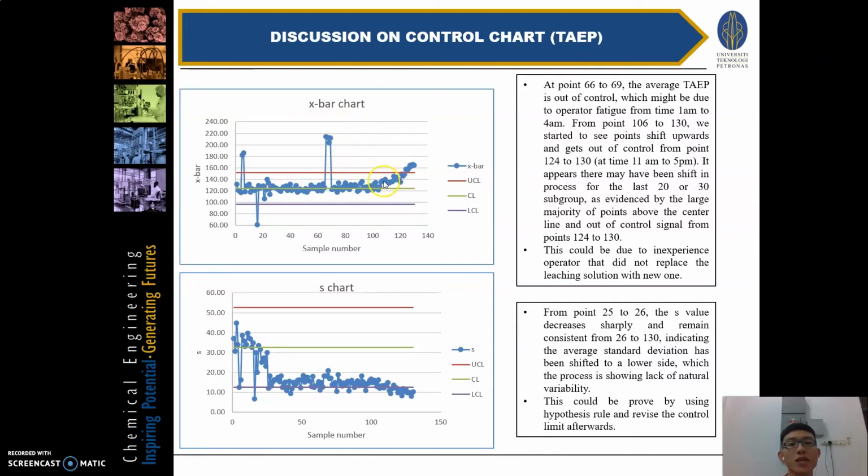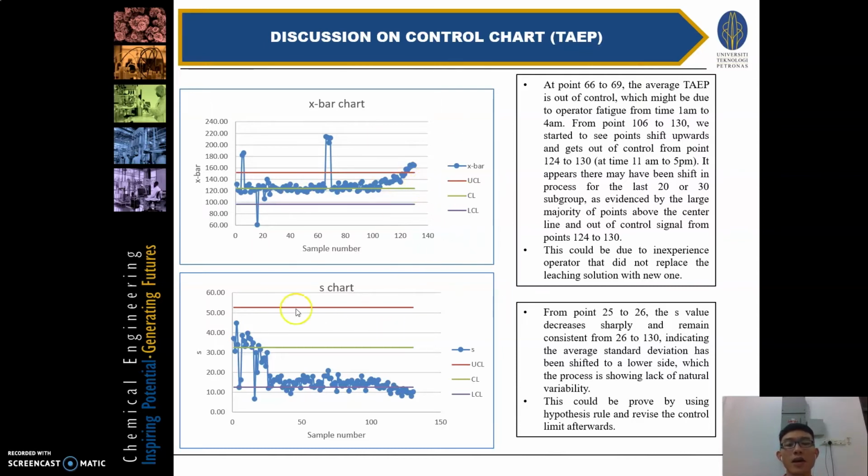And after this, we can see that from 0.124 to 130 there's an out of control signal over here, and this might be due to the leaching solution that is not being replaced with a new one, because as we know the leaching solution initially is used to extract protein from the glove, but after a long time that it has been used, the concentration will be reduced and as well as the effectiveness, so it has to be replaced with a new one.